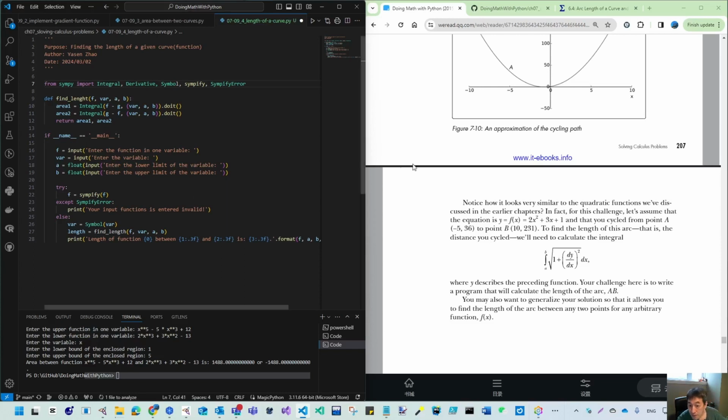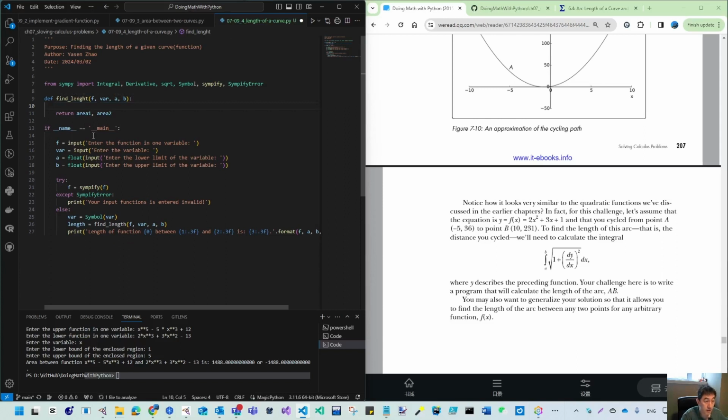And we have this square root. So let's import the square root. Otherwise, if you don't use this square root import, it will use the math square root that is not able to deal with the symbolic expression. So you need to pay attention. So we should have this, and we return length.